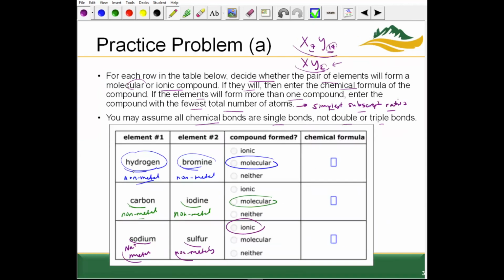So in thinking about hydrogen and bromine, how many valence electrons does hydrogen have? Well, it has 1 valence electron. Bromine is a halogen. How many valence electrons does bromine have? It has 7 valence electrons. Let's see how hydrogen and bromine might bond to then fill bromine's octet and hydrogen's duet.